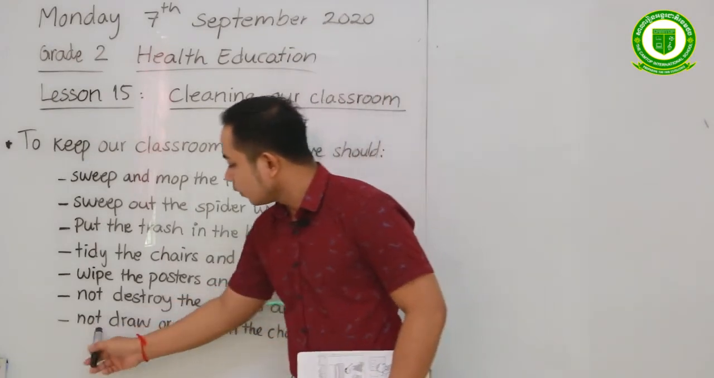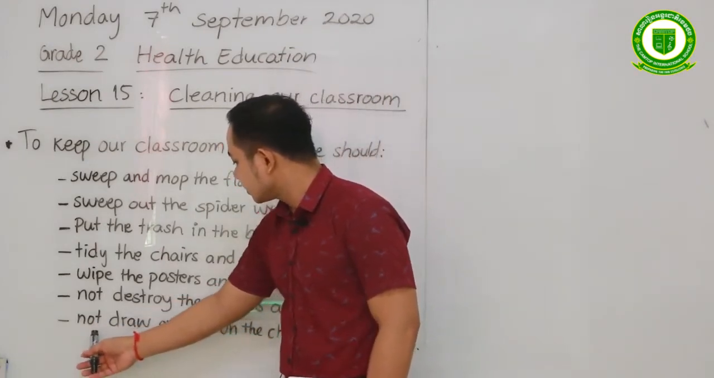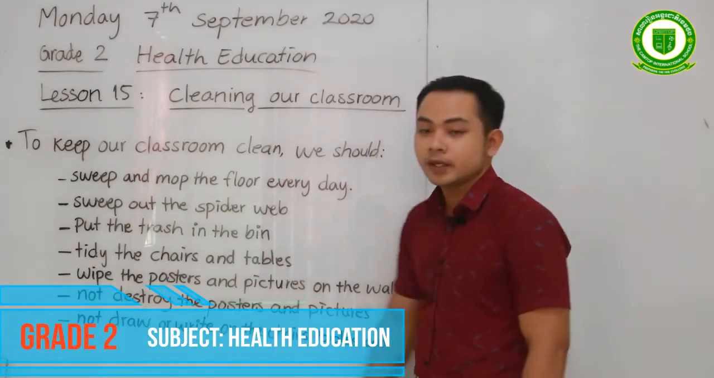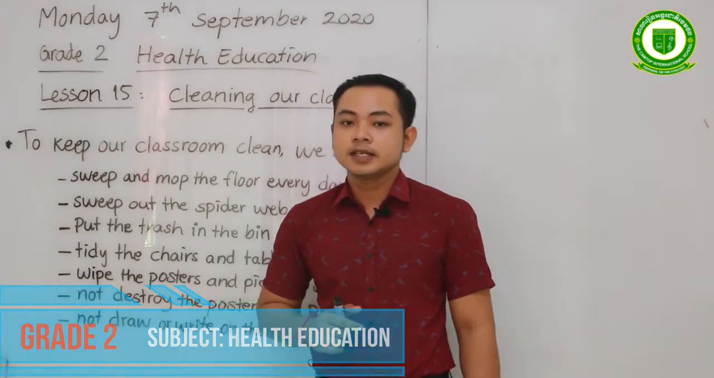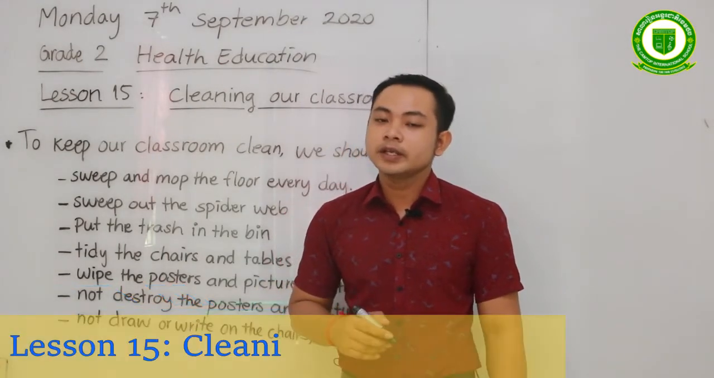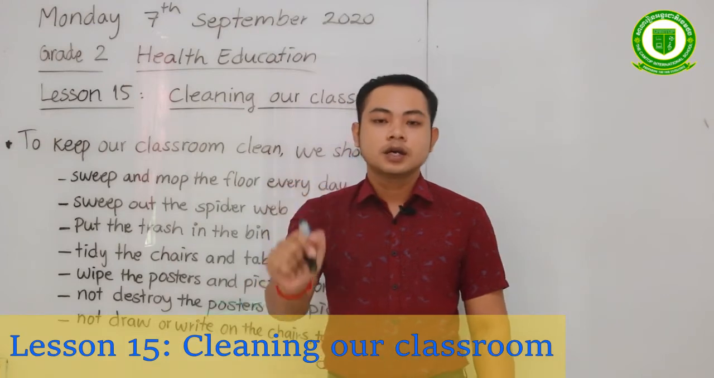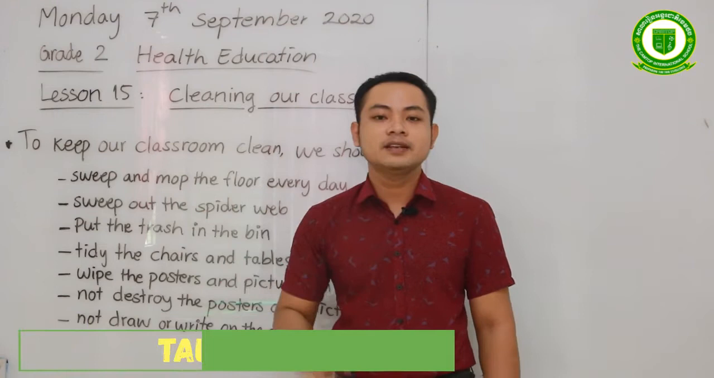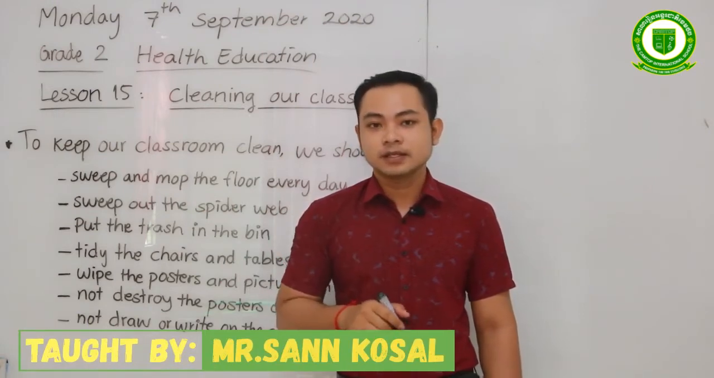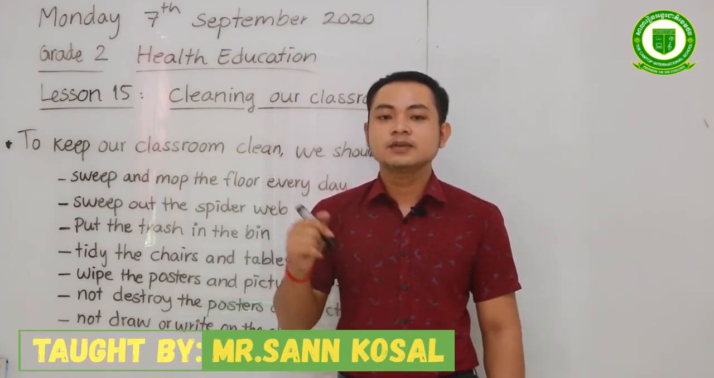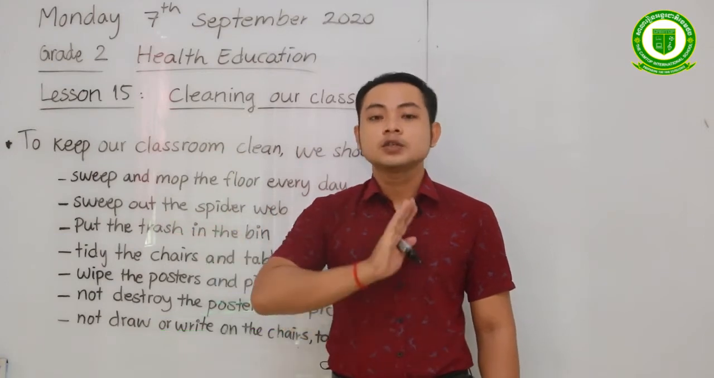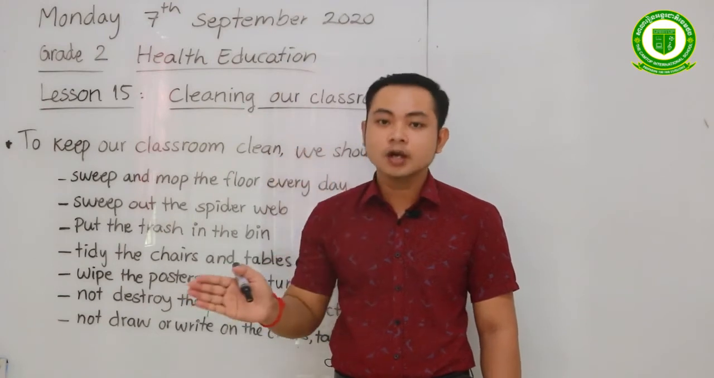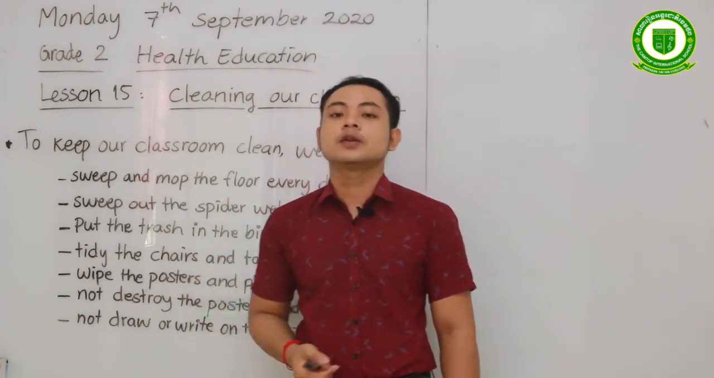One last sentence is: should not draw or write on the chairs, tables, and wall. Kids, I could see some of your classmates always use the correction pen to draw on the table and the chair, and they use their marker or pen, red pen, and also the correction pen to draw right on the tables, on the chairs, and on the wall. So should not do that. Okay, don't write on the table, do not draw on the table, and do not draw on the wall.